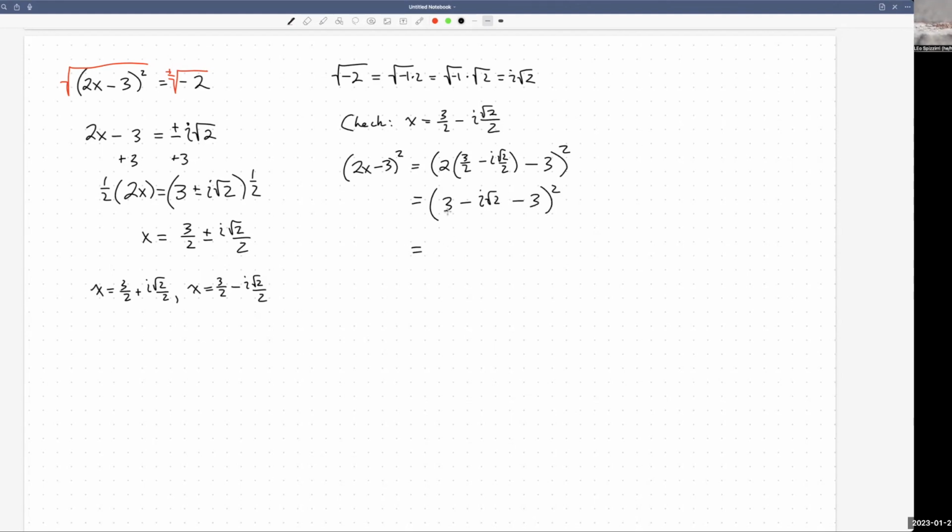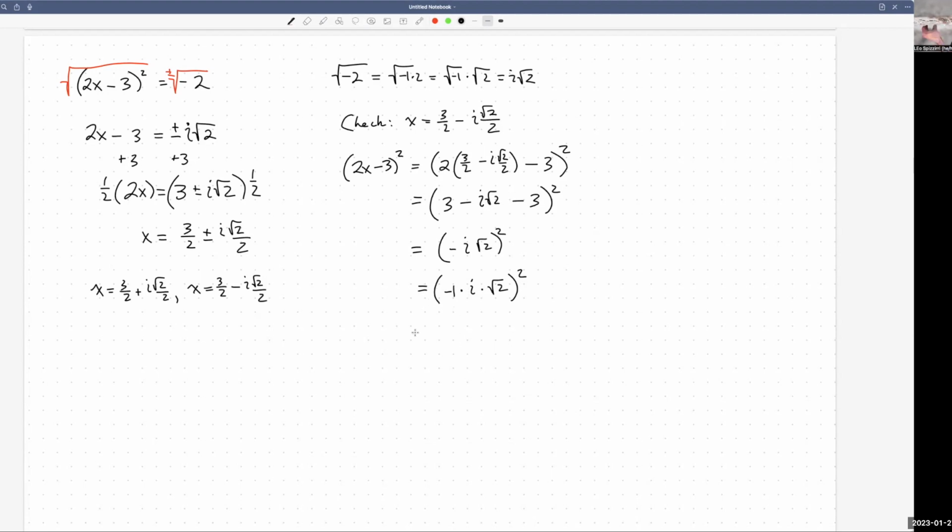So now I've got 3 minus 3. Those disappear. I've got negative i root 2 squared. Let's do this carefully. I'm going to rewrite this inside as -1 times i times root 2. All right, that's what we really mean when we have negative i. Negative anything is -1 times that, or that's one way we can think of it.